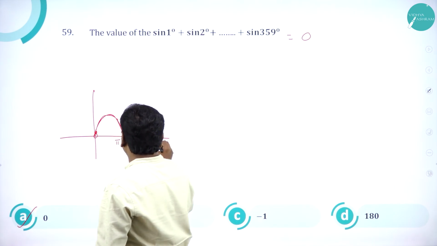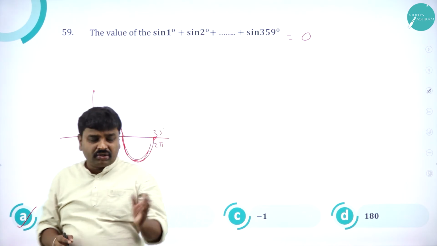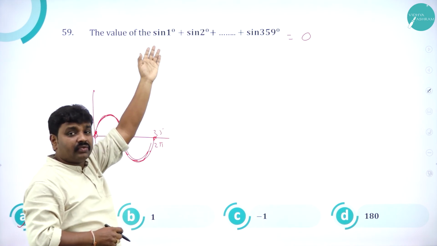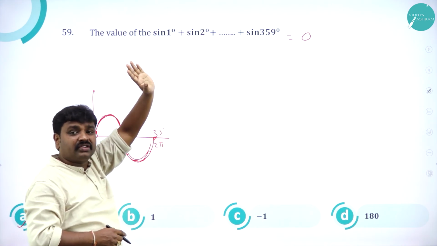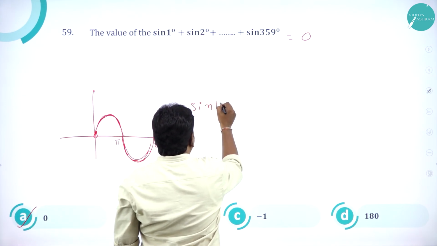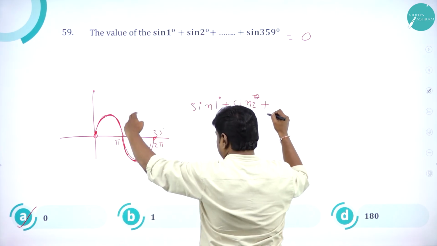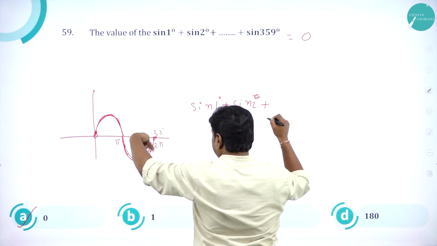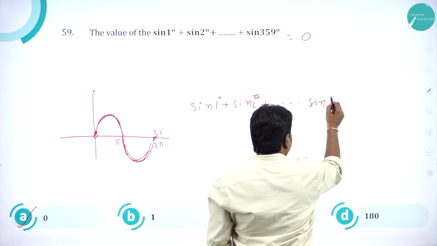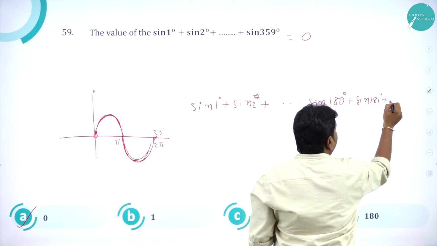Here we left 0, here we left 3 pi. So from here to here, if you add it is 1. Or you use allied angle: sine 1, sine 2, sine 3 till sine 180. Then sine 181, which can be written as sine of 180 plus 1. See, sine 1, sine 2, real method. First I gave the answer by shortcut method: two half cycles total is 0. Now sine 2, and so on, we will get sine 180, pi, then sine 181, then sine 182.